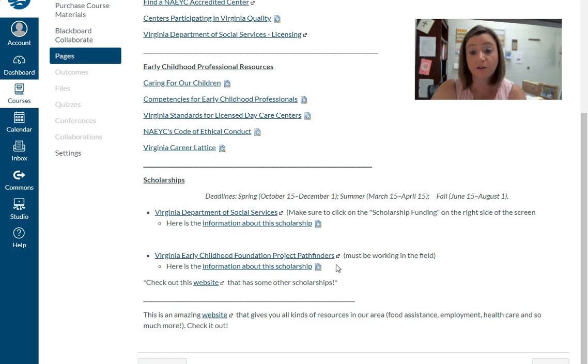So you can use it for as long as you're in the program, as long as you are working in the field. You do have to go through Department of Social Services. You have to apply for that scholarship first before you can fill out the information for the Pathfinders. But if you are eligible for both, then you're looking at having 4 classes paid for. I don't think it gets much better than that. And so here is the application and some information about that as well. So this one I believe is open until July 20th. If I find out anything different, then I will let you know.